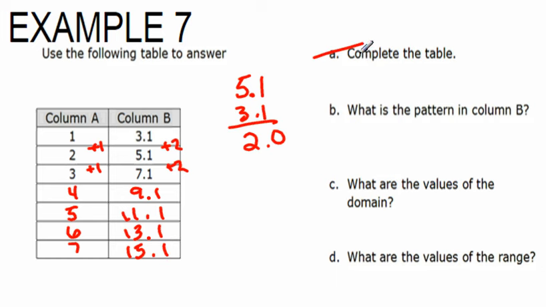So that takes care of question A, and it also takes care of question B, which asks us for the pattern in column B. Well, in order to complete the table, we had to find that pattern. And the pattern was to add 2.